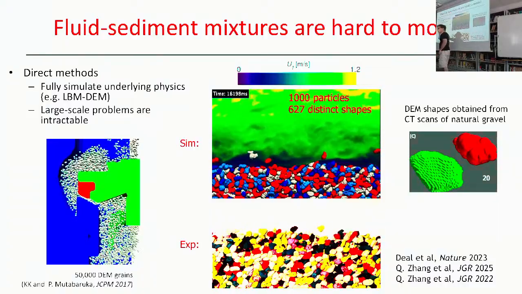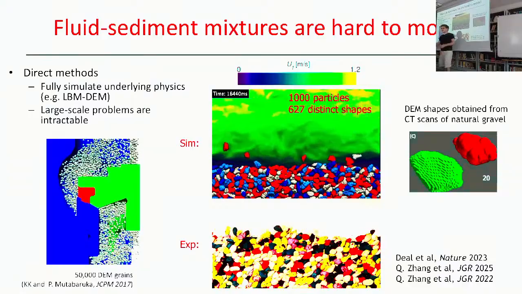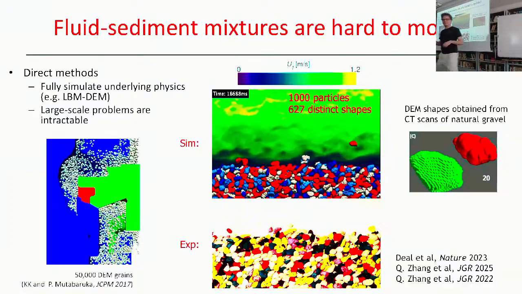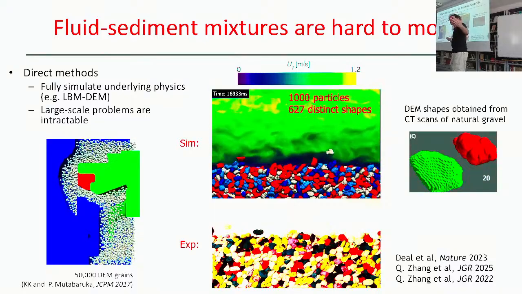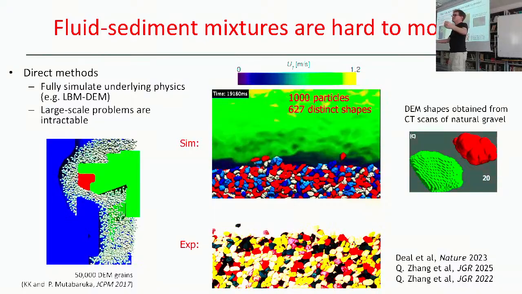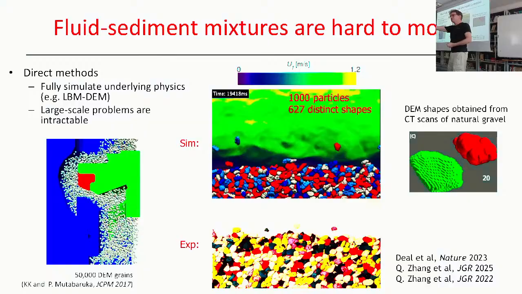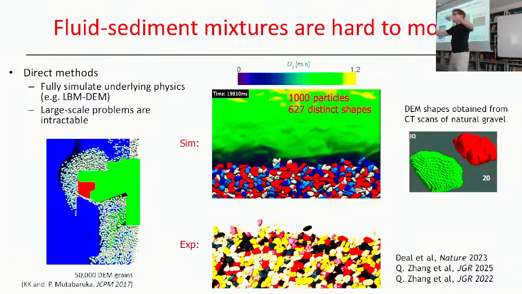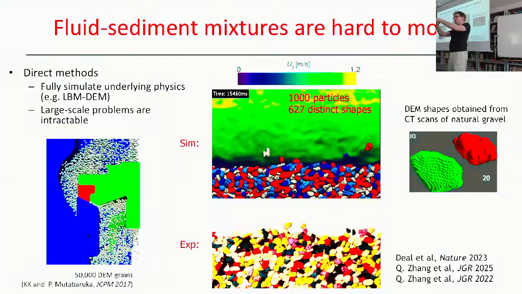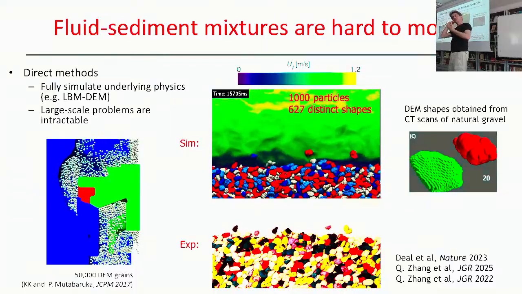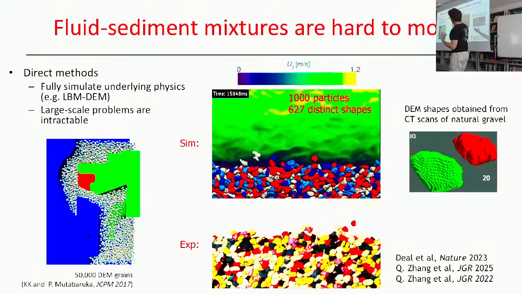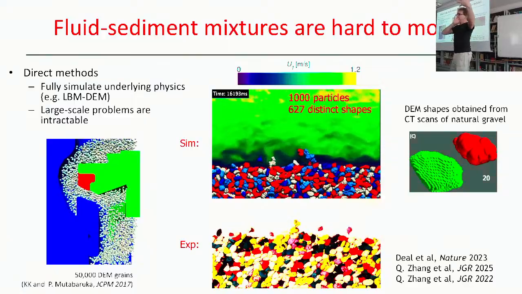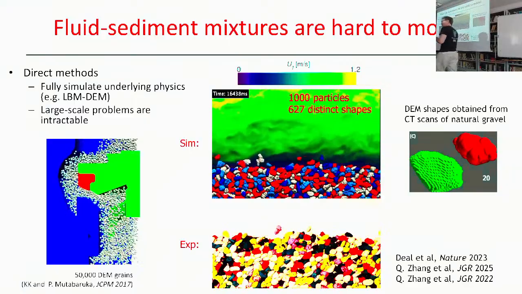So here, these are actual grains. This is actually what I call, I don't know if you have this term in French, the whole kitchen sink, where you're literally doing absolutely everything. I'm modeling every single grain. I'm modeling all the fluid around every grain and the interaction between the fluid and the surfaces of every grain, okay? And there are ways to do this. One example is LBM DEM, where LBM is solving the fluid phase, DEM is solving the solid phase.